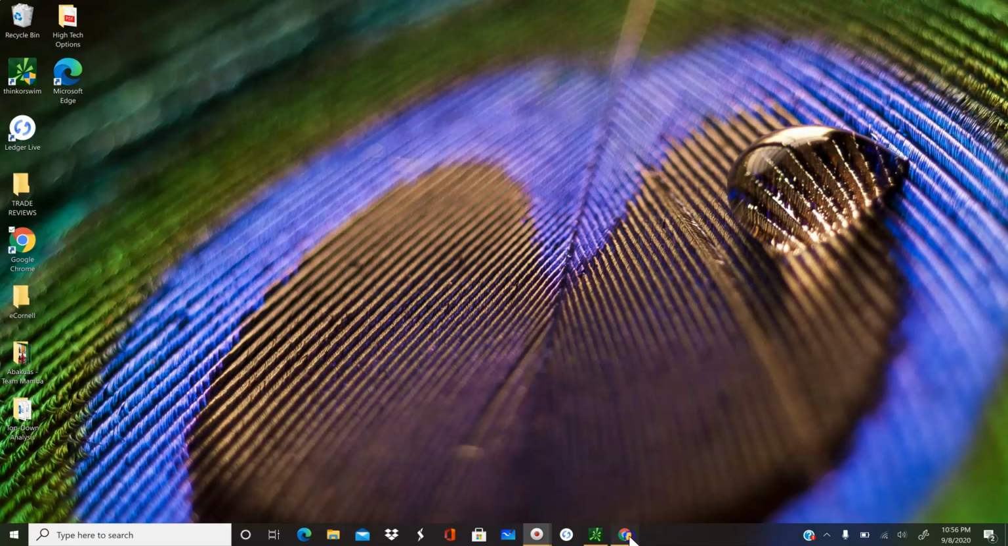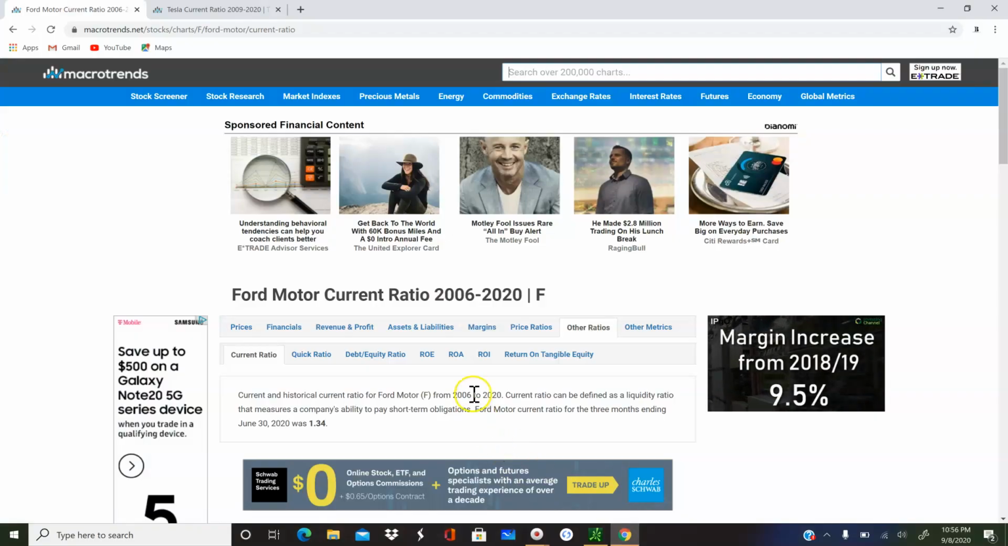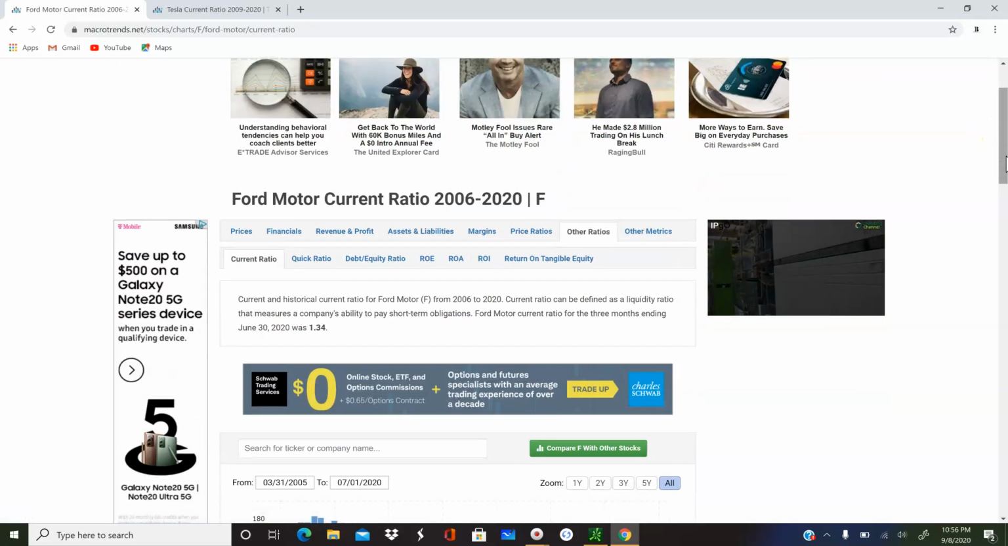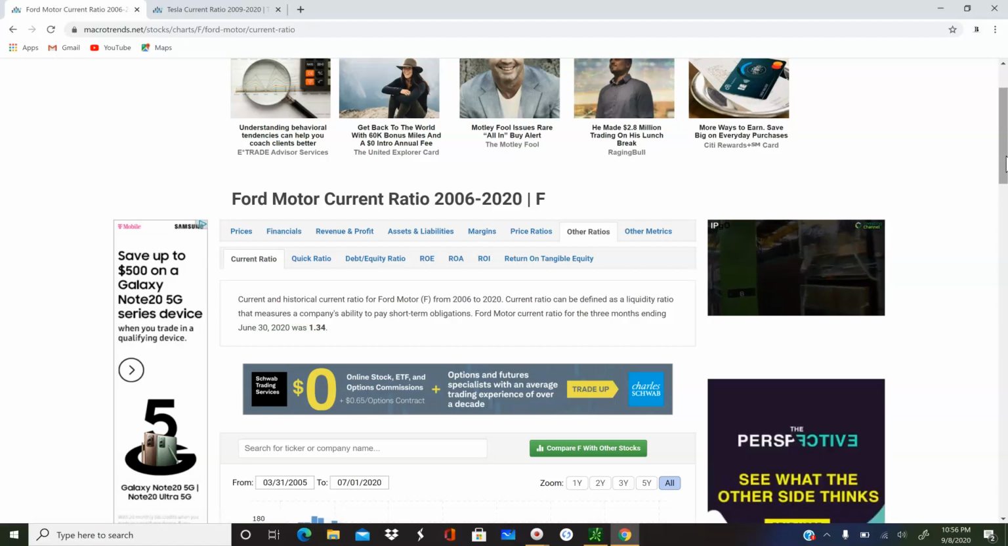So let's start with Ford. This website, macrotrends.net, is what I'm using. I find myself liking this website. I'm new to it. I kind of stumbled across it some weeks ago, and I find it very useful. So anyway, Ford Motor Company.